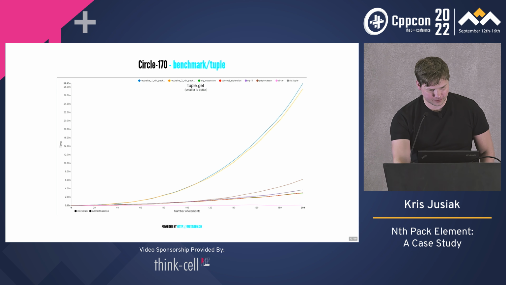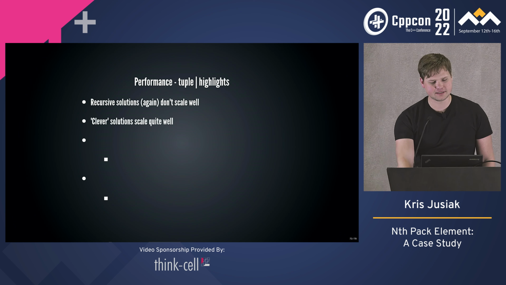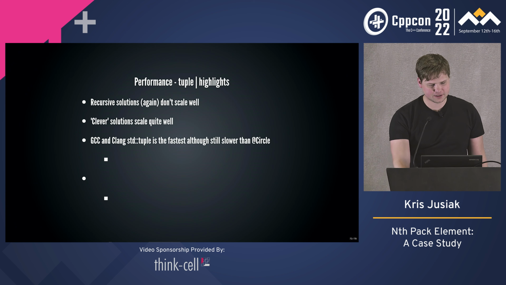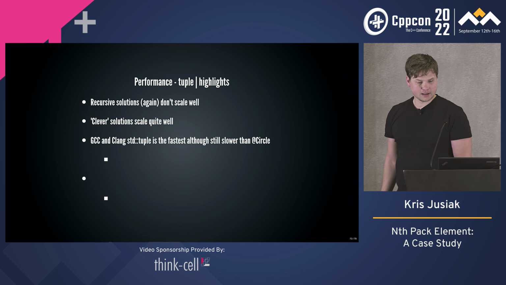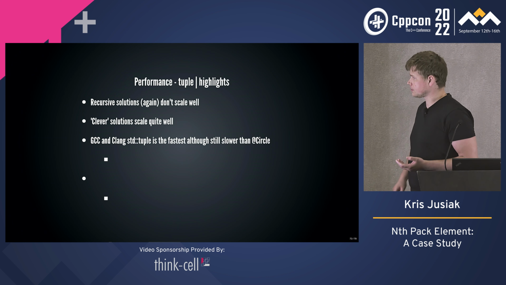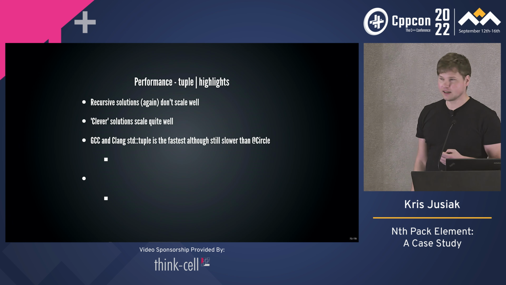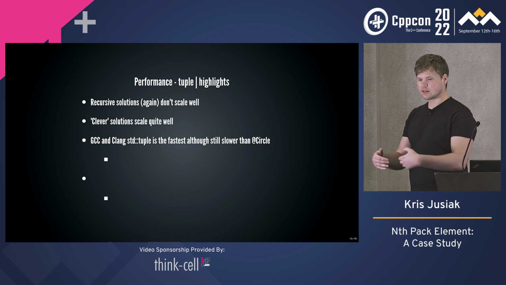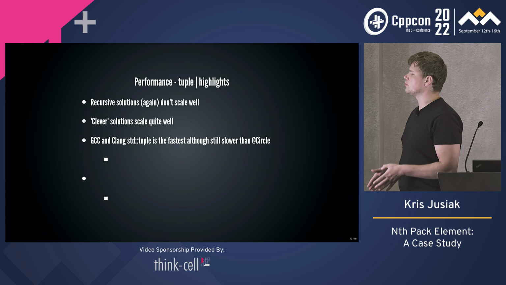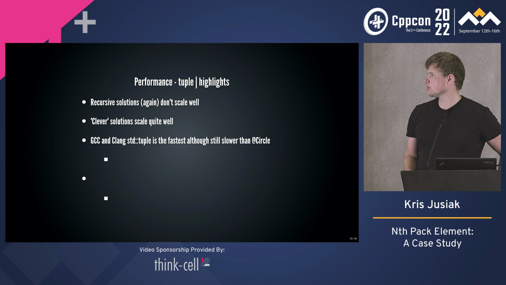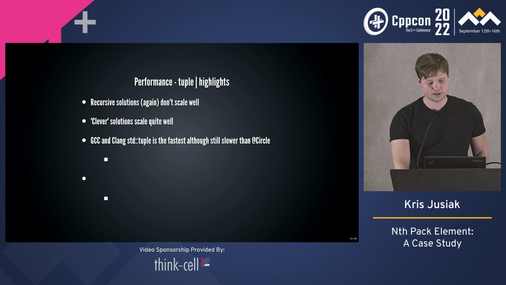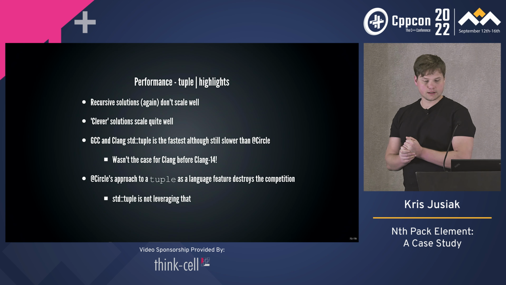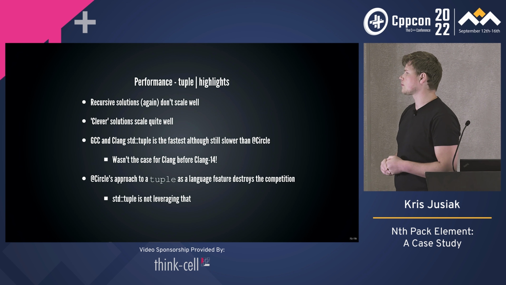Okay, so just the highlights: recursiveness, avoid. Clever solutions, they're okay. GCC and Clang are pretty cool. I wanted to point out that Circle tuple itself is really fast, but tuple from libc++, which is also supported in Circle, is actually much slower. So it shows how it actually is faster to do the language feature.